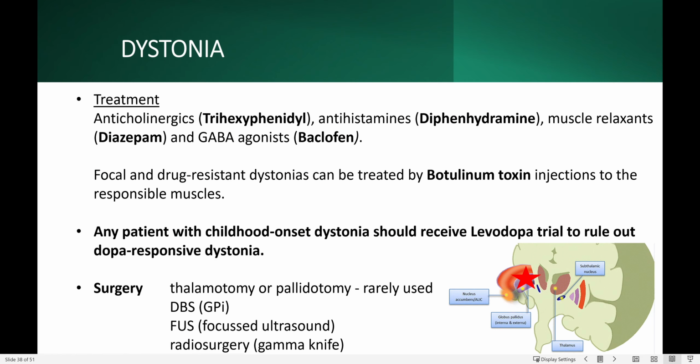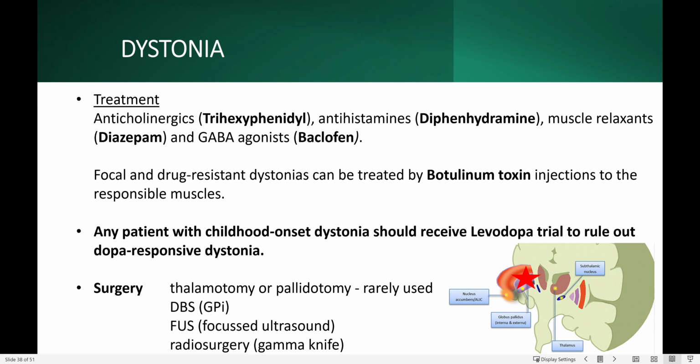So can you see in that particular video, it's how disabling that can be. It's very twisted postures resulting. Treatment of dystonia: the anticholinergics such as trihexyphenidyl, some antihistamines such as diphenhydramine are also effective, and then the muscle relaxants such as diazepam and baclofen.